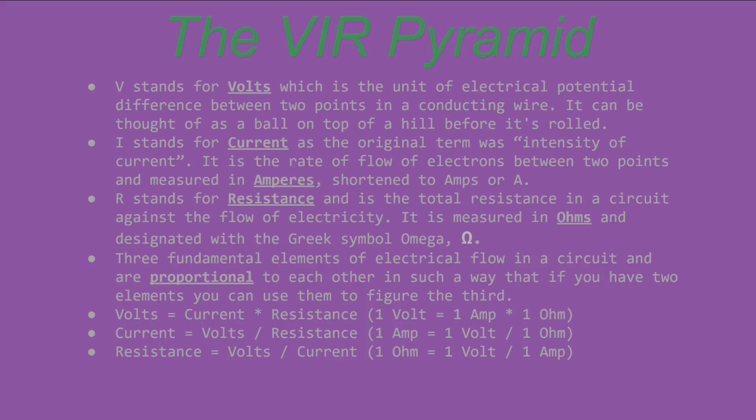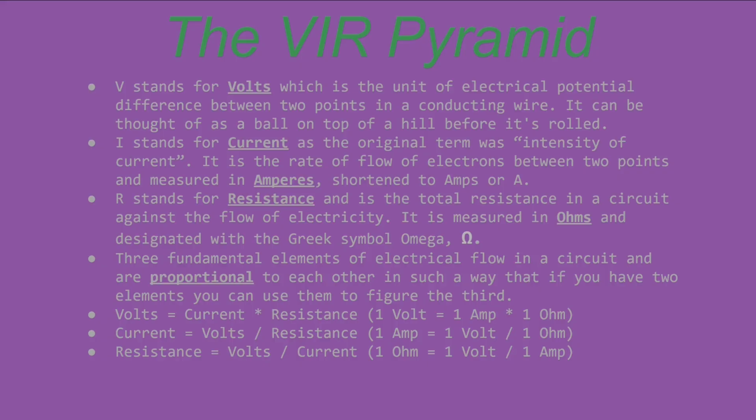Now that I've described the Veer pyramid, let me explain how that all works. The V in the pyramid stands for volts, which is a unit of measurement for electrical potential difference between 2 points in a conducting wire. You can kind of think of that as a ball on the top of a hill before it actually gets to start to roll.